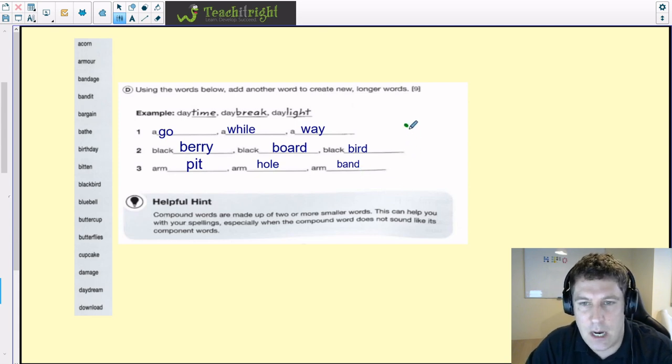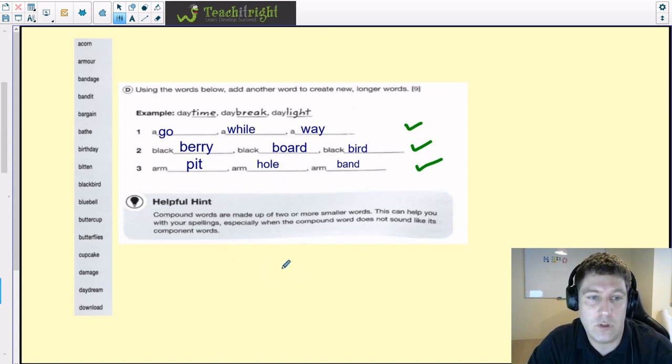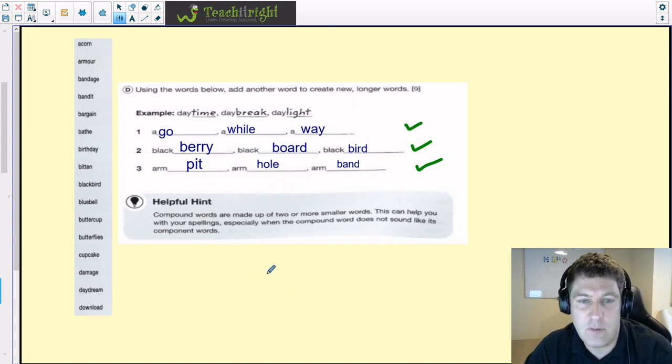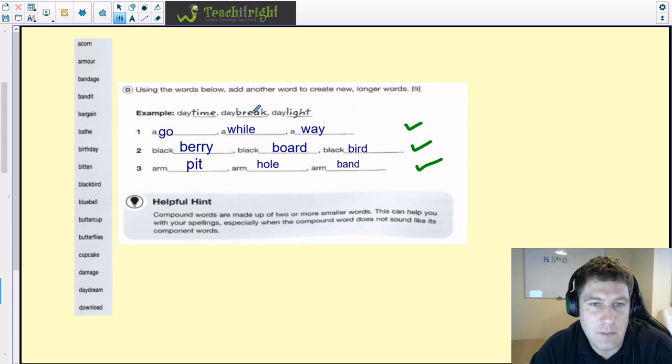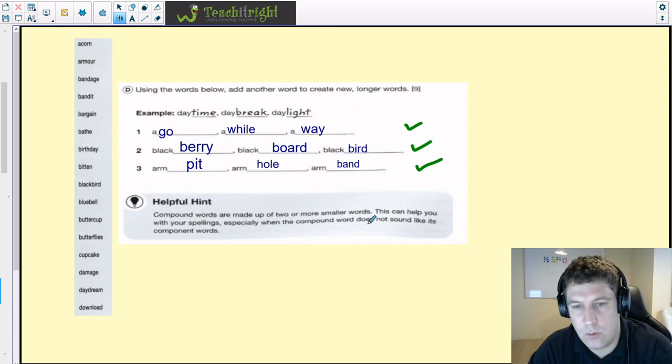I think to get the mark you need to have all three. There are other options, so again do look it up in your dictionaries if you weren't sure whether it is a compound word. But compound words are not hyphenated, they have to be together. Like we've got the example here, daytime, daybreak, daylight. Sometimes it's nice to see if there are other words that go with those words on the left. Helpful hint, compound words are made up of two or more smaller words, as we said.